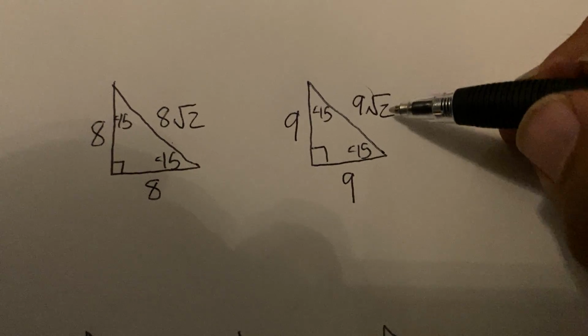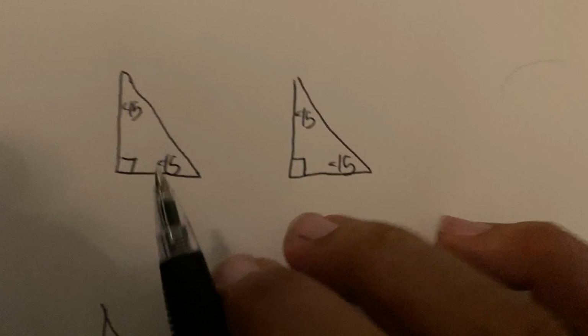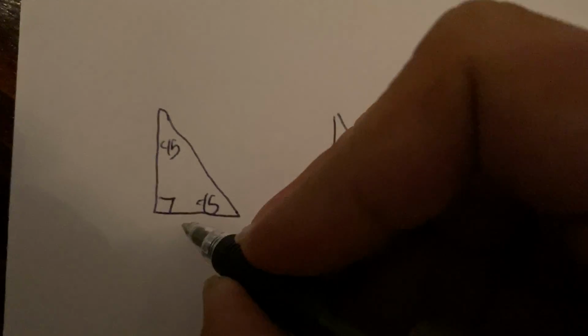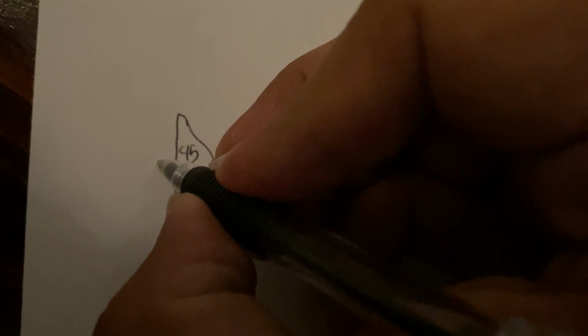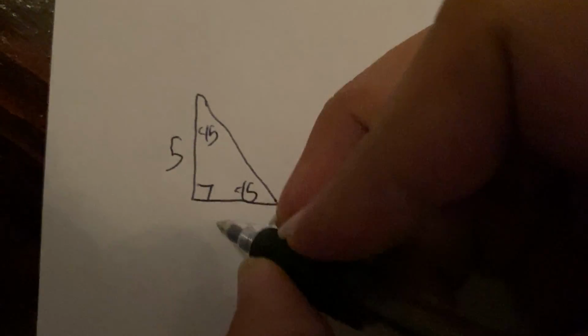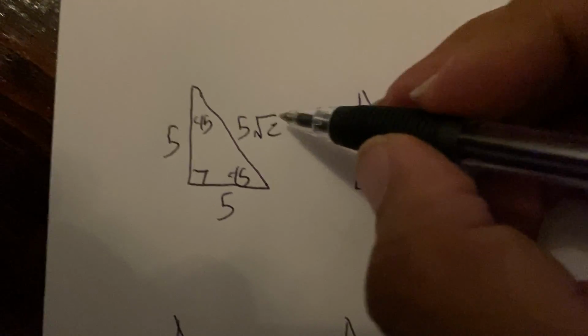Now, square root of 2 is not going to always be here. So I'm going to run you through the two possible scenarios you can get with these. So you can get the square root of 2 here. So I can write like 5. So this is 5. This is 5. And this answer is 5 square root of 2. Well, square root of 2 ends up here.